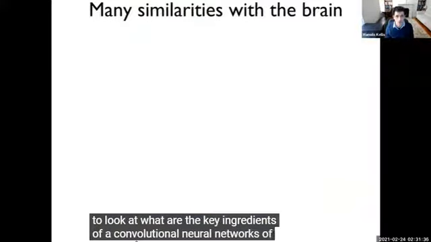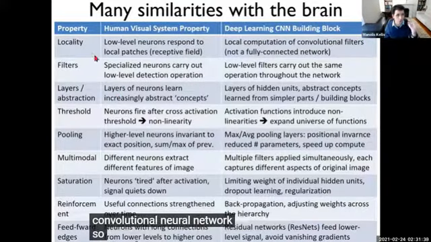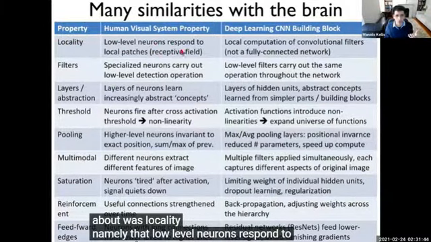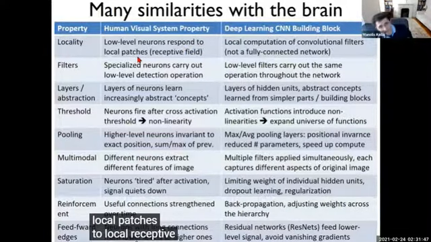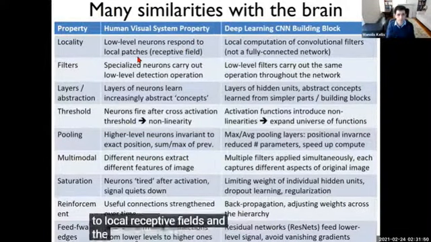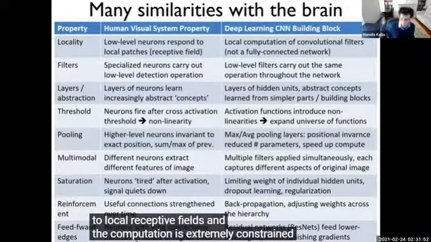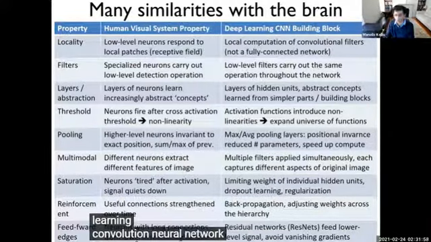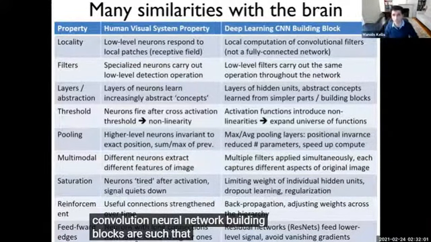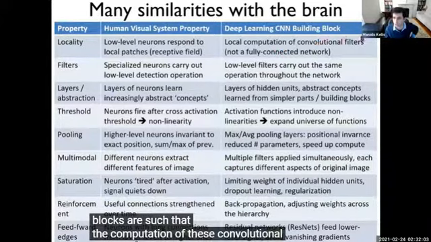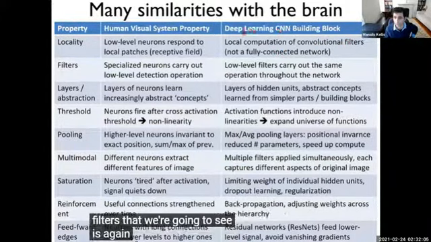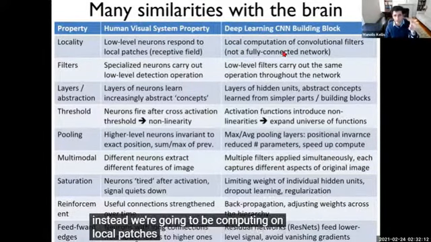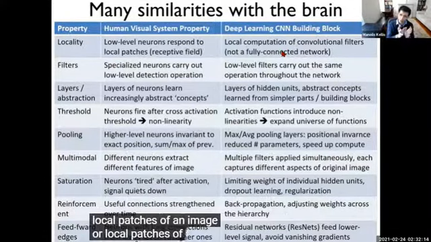So I want to build on this to look at what are the key ingredients of a convolutional neural network. So the first property that we talked about was locality, namely that low-level neurons respond to local patches, to local receptive fields, and the computation is extremely constrained in that. In the same way, the deep learning convolutional neural network building blocks are such that the computation of these convolutional filters that we're going to see is again local. It's not a fully connected network. Instead, we're going to be computing on local patches of an image or local patches of a genome.